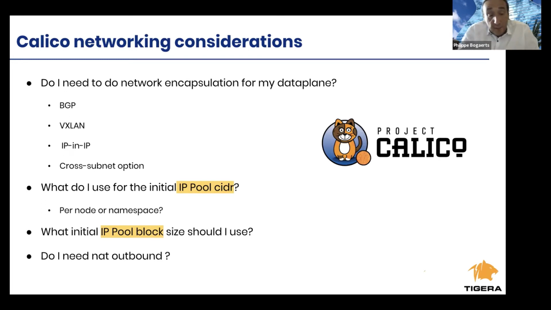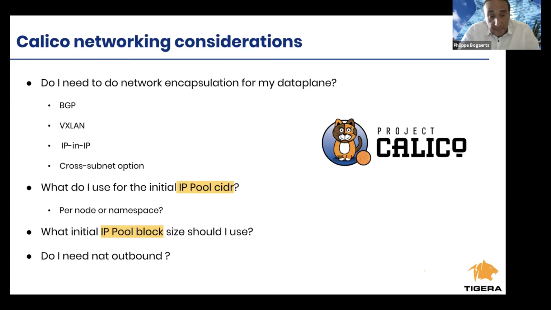On top of that, to make the routing and the exchange of IP addresses easier, there's also the concept of an IP pool block. An IP pool block, as you might think, is a subset of the IP pool CIDR, and an IP pool block is basically a block of IP addresses which is used by a specific node. So everything within that IP pool block can reach each other on the node.